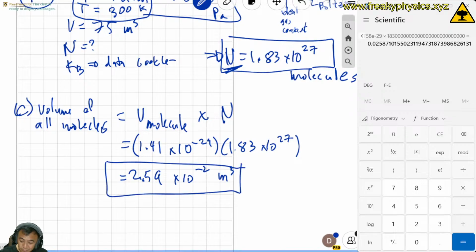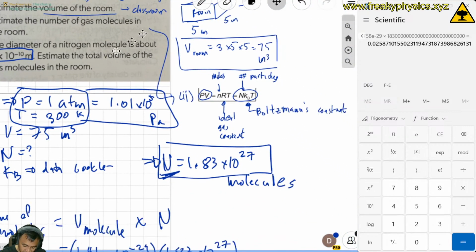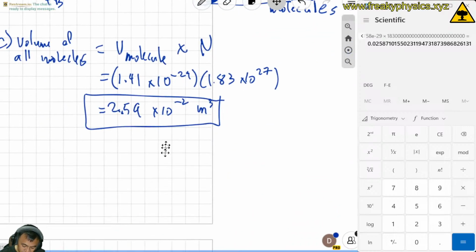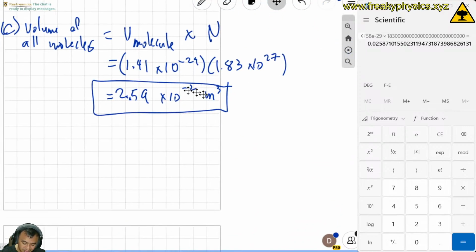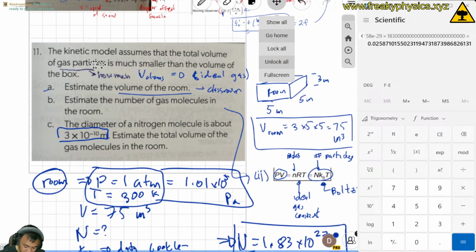Now, this is what we mean by that statement earlier: compare the volume of the actual gas. The volume of the gas is the whole room, right? It's 75. But if you take all the atoms together and all the molecules together, that's our volume. That's basically nothing compared to 75. Yeah. Okay, so that's exactly what this means.